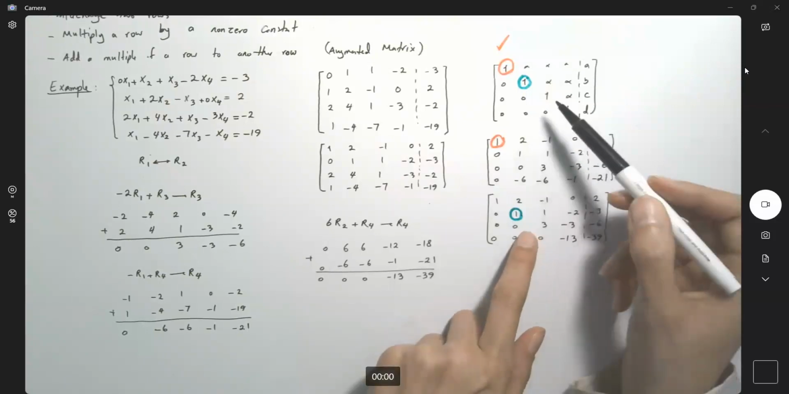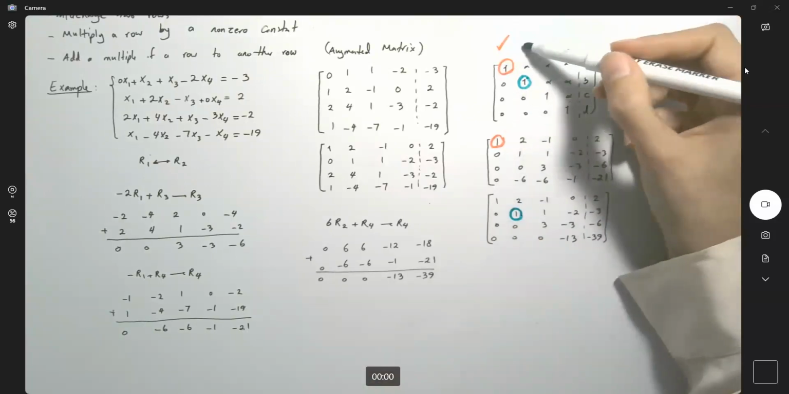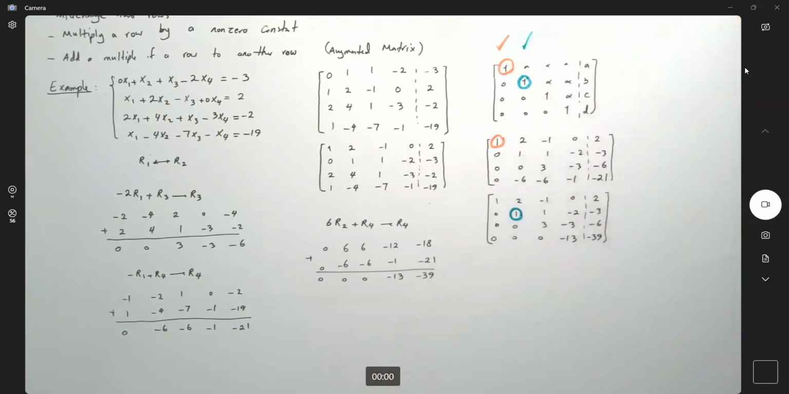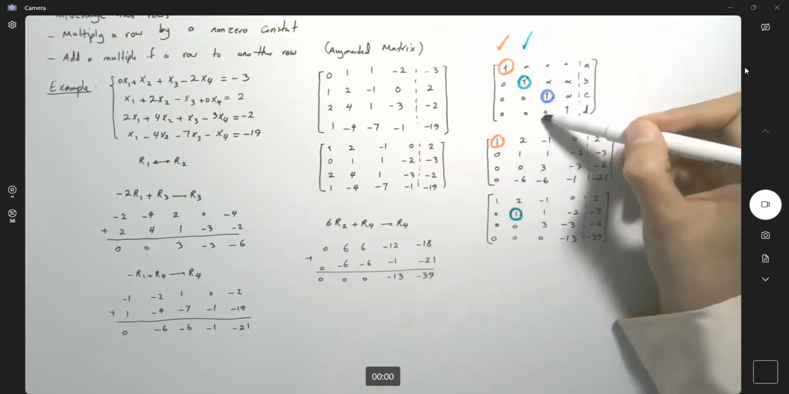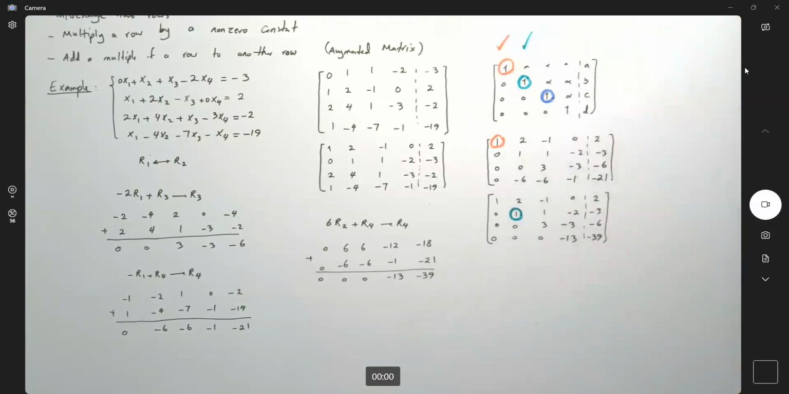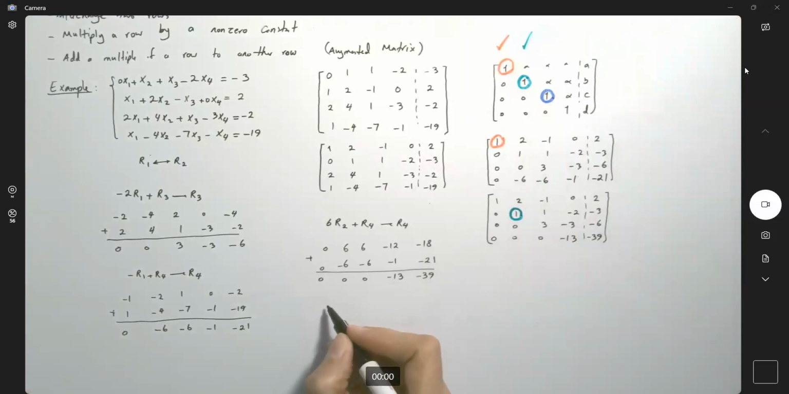Take a look at your form. It must be 1. We're good with the second column. We're moving to the third column. It must be 1 with 0 below 1. Unfortunately, I don't have any 1 here, but I can divide the third row by 3, or multiply it by a third. So let us do that.